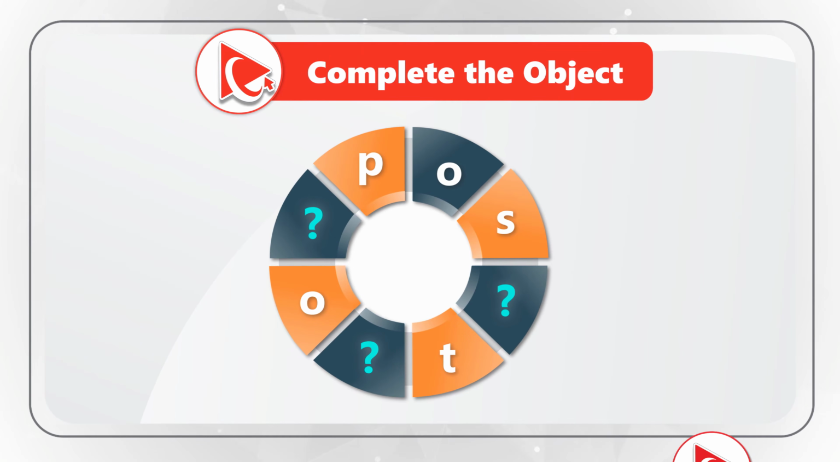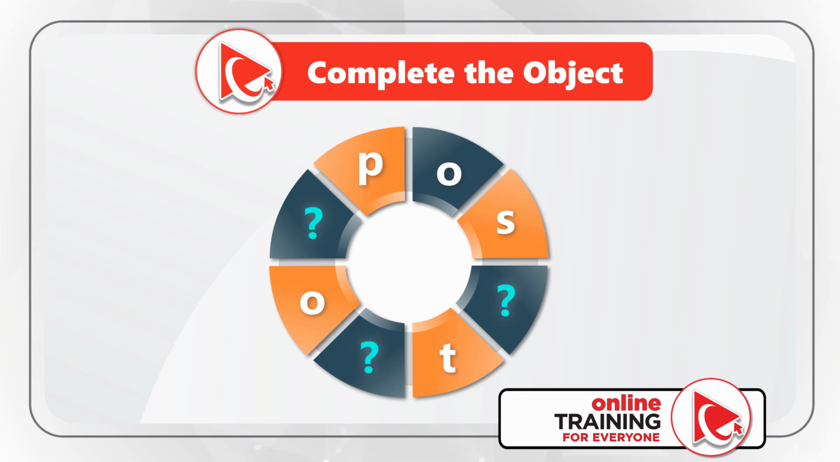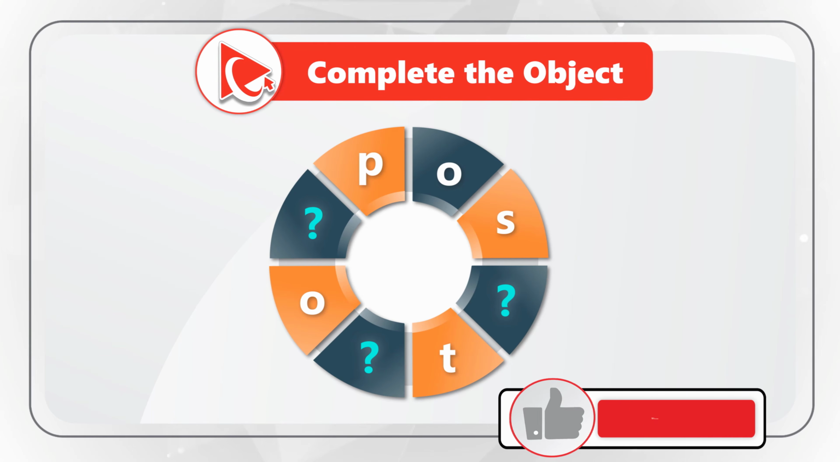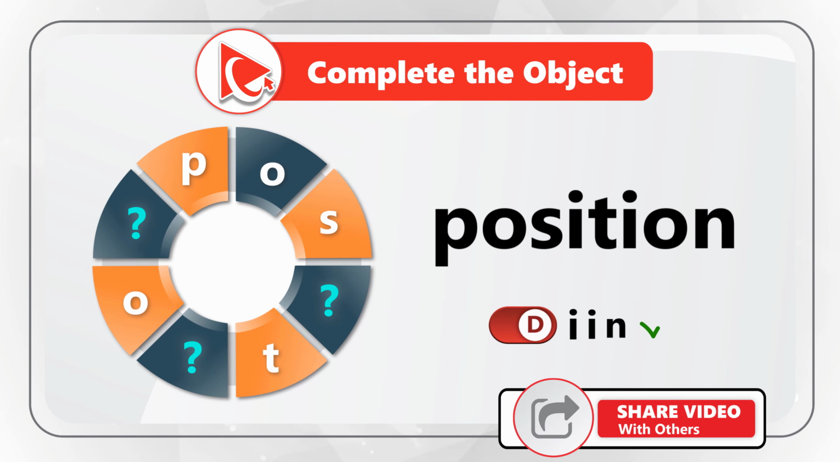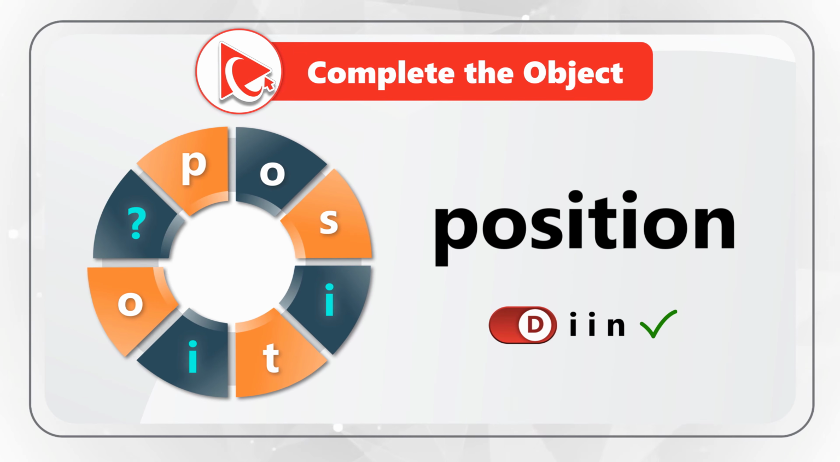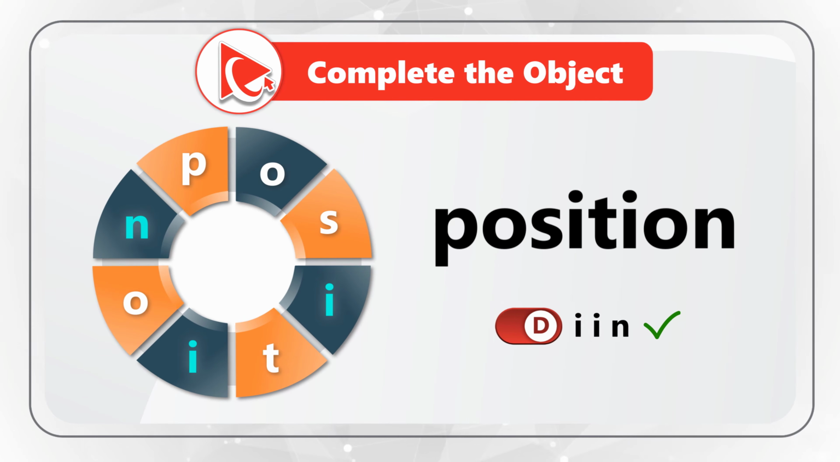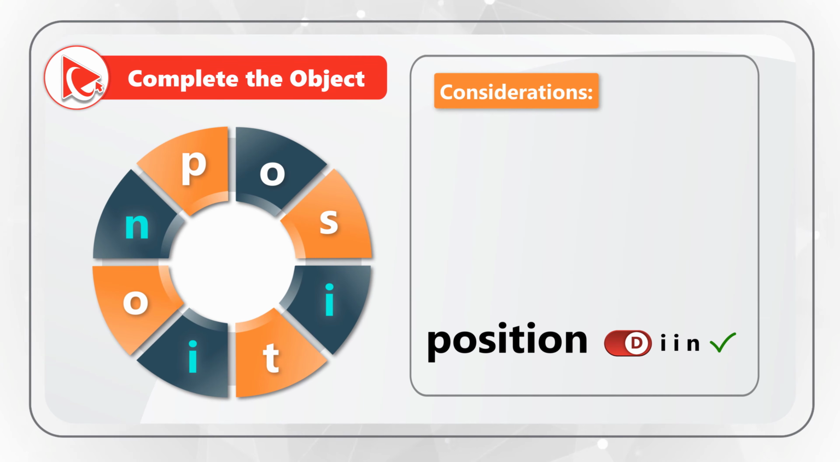What's interesting about this question is how amazingly simple the solution is. If we start with the letter P, we can form a word position. Let me spell it for you. P-O-S-I-T-I-O-N. Let me pinpoint 3 considerations that will help you solve these types of problems on the test.